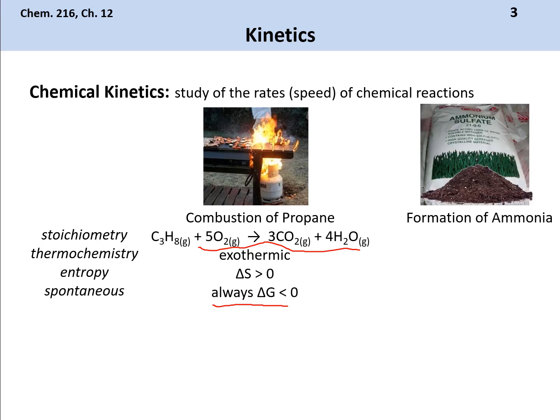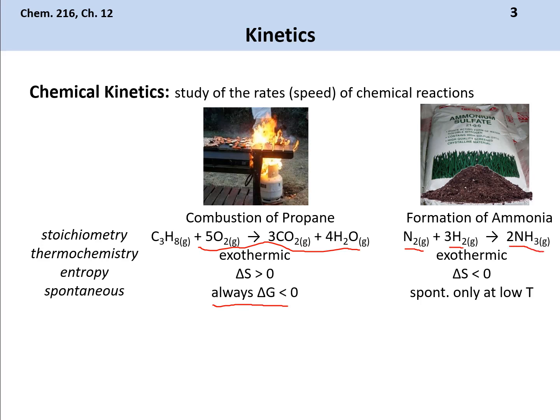If I look at a different reaction, the formation of ammonia, this comes from N2 plus 3H2 going to form 2NH3. This is one of the precursors in making fertilizer. Well, this is also an exothermic equation, but it has a delta S less than 0. And we could do the math and we could find out that it's spontaneous only at low temperature.